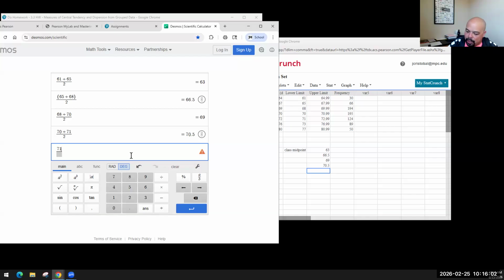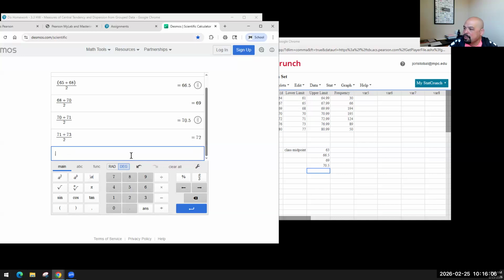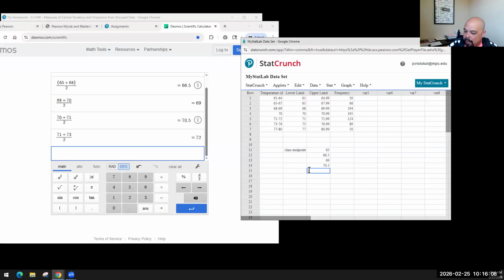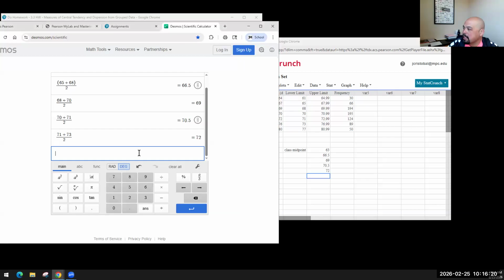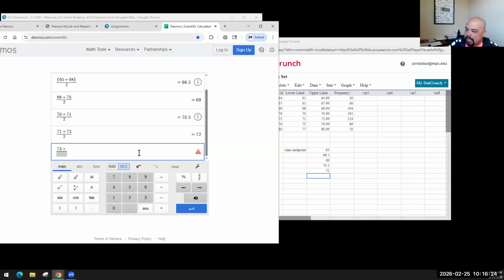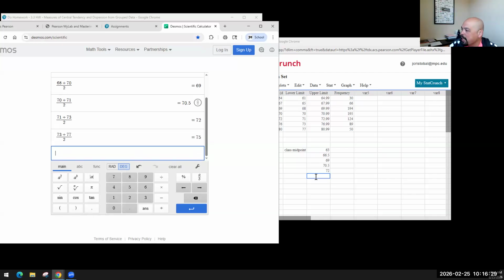ways of separating. Usually it's very uniform in our class widths. And again, for the class widths, we find the difference between consecutive lower limits, 65 minus 61, 68 minus 65, and so on, to get the class width. All right. And so then this next one, 73 plus 77 divided by 2, 75.